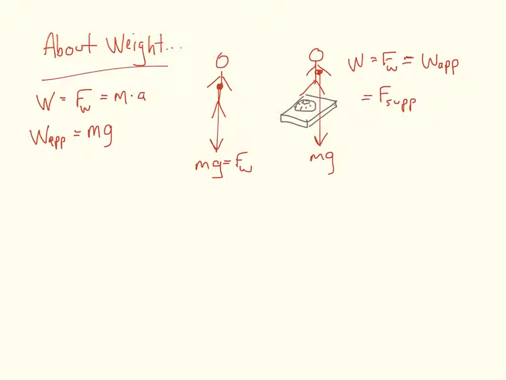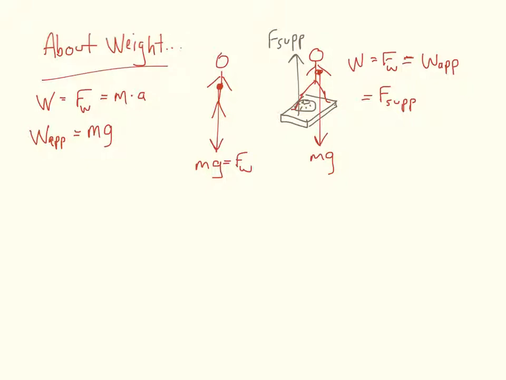Why does this scale register something when you stand on it? Here, I'll give you some longer legs right there. And now you're standing on the scale. Why does that register something? Well, because it is applying an upward supporting force that prevents you from falling through the floor, right? Hopefully there's a floor there as well, and the floor is supporting you.